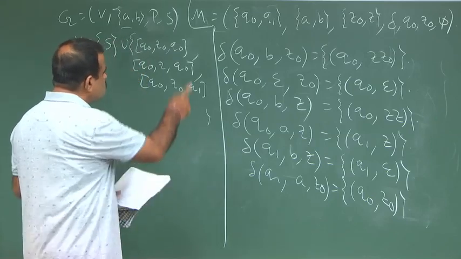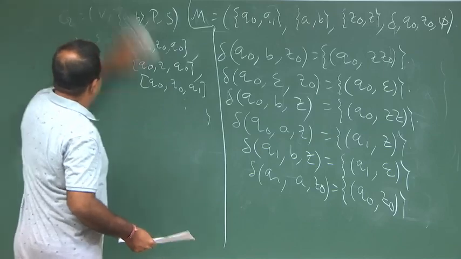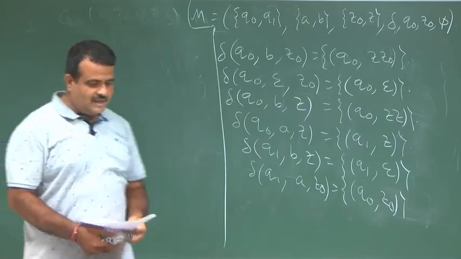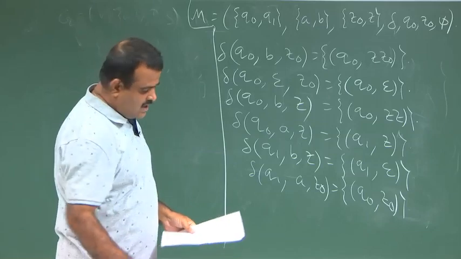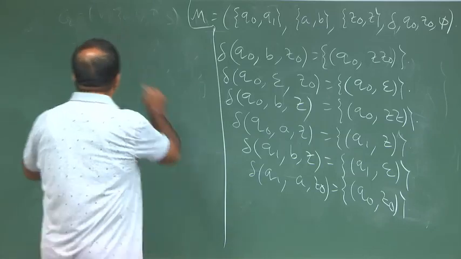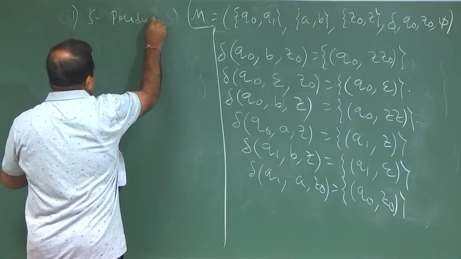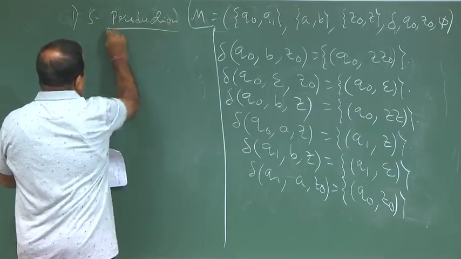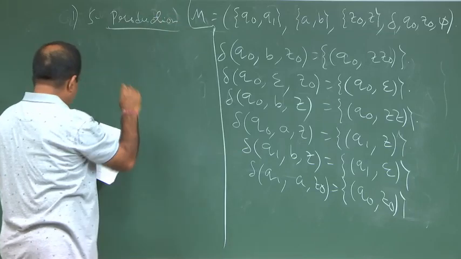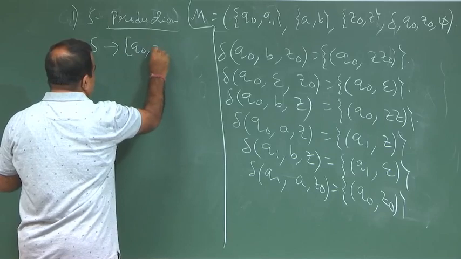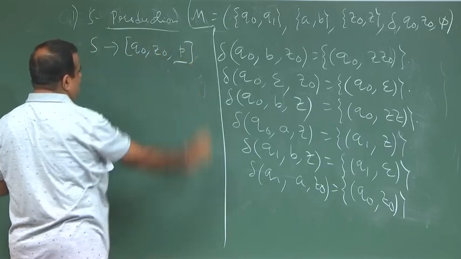So, rules will be coming from here. Let us write the rules. The S rule, as you know, is the S production. S is going to q0, z0, p, and p here is varying.